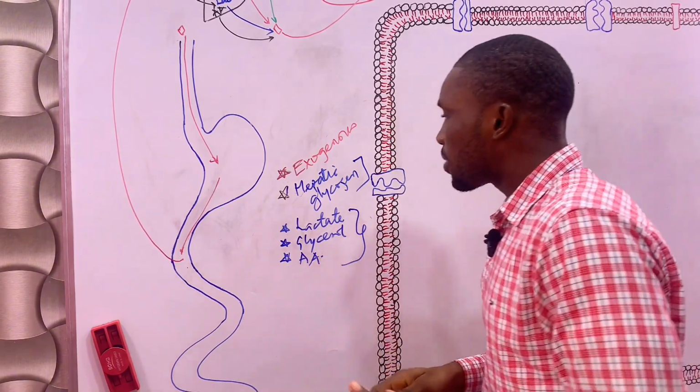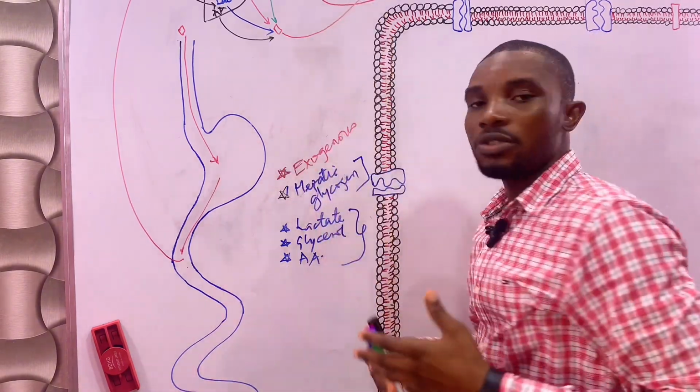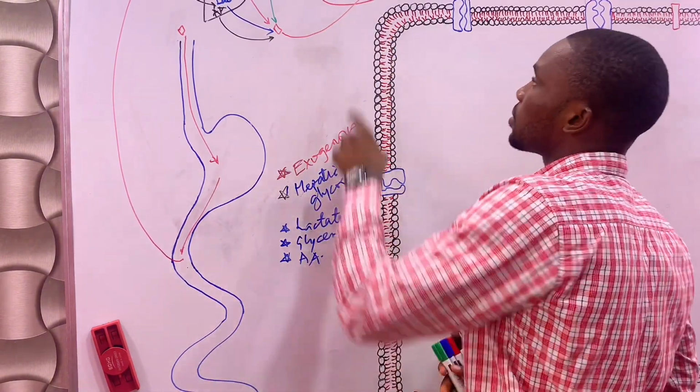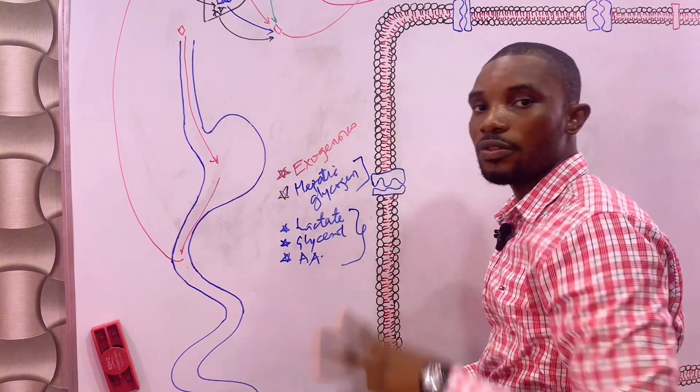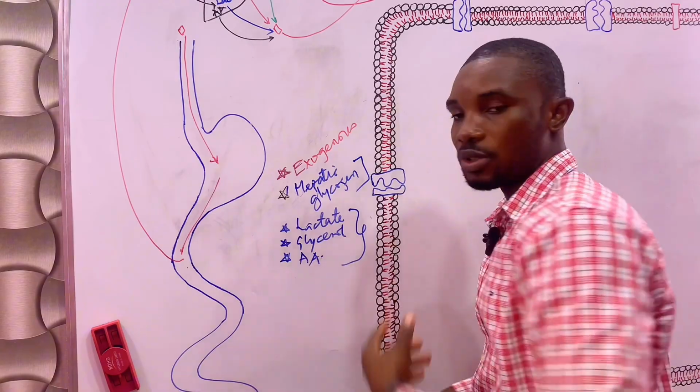Okay, so the liver breaks down its glycogen when it notices that the blood is short of glucose. So it breaks it down so that other cells can utilize the glucose for what? Energy. Then the other one is the exogenous routes, which we talked about.